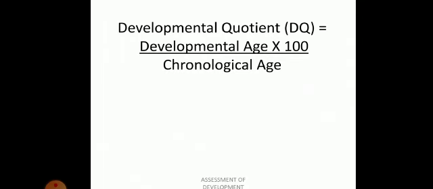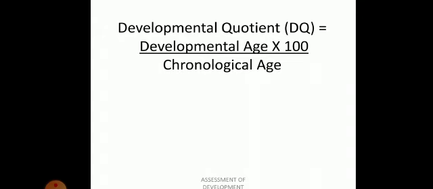Developmental age means the age of the child development-wise. For example, the child is 2 years old, and the child has just learned sitting with support. Sitting with support should come at 6 months of age. So if the child is able to sit with support, the developmental age of the child is 6 months, even though the child's actual age may be 2 years, 3 years or 1 year, it doesn't matter. Developmental age means up to what age the child has developed milestones.